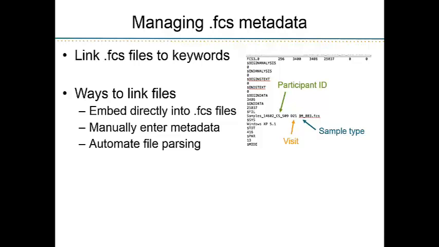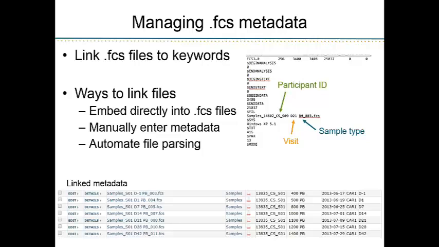So the file names that we have in our FCS files now contain all of the keywords that we would want to parse out, with the participant ID, visit, and the sample type. That way we can create an Excel file and upload it into LabKey, and this is similar to what it would look like for our second trial.